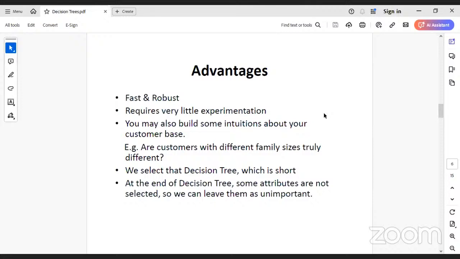Suppose you are writing an exam. Whether you will pass or fail, or you are applying for a job, you will get the job or you will not get the job. So when we have a fixed, finite number of options, that is called a classification problem. True, false, yes, no, 0, 1. Such cases are called classification problems.